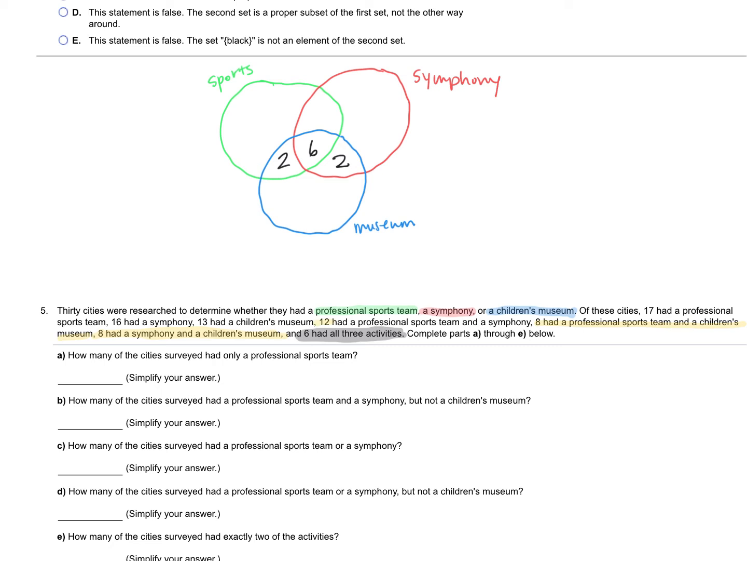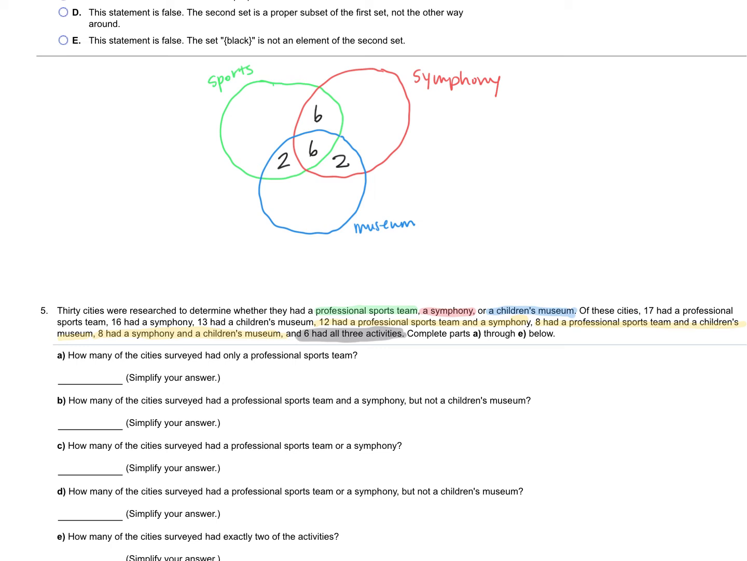And then we are given information about another double. So it says 12 had a professional sports team and a symphony. So sports team and a symphony is this shape right here. That total has to be 12. If there's already 6 there, that leaves 6 to be put in the other part. So 6 would go here.